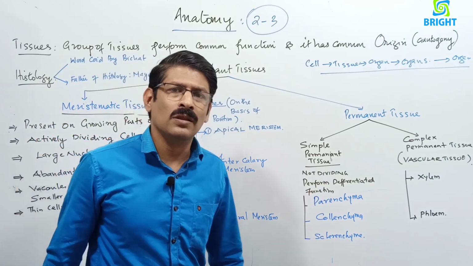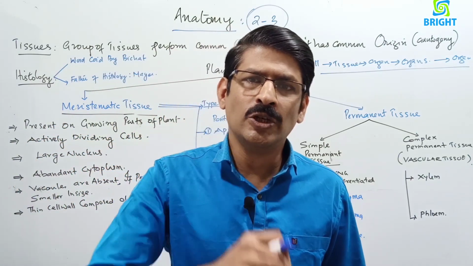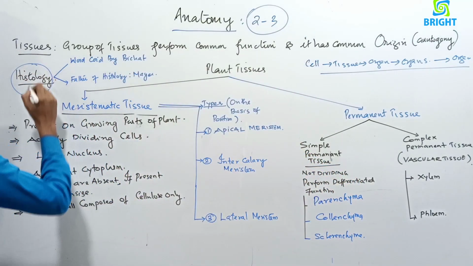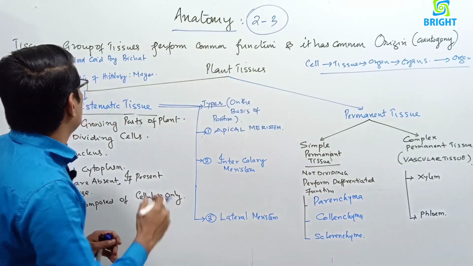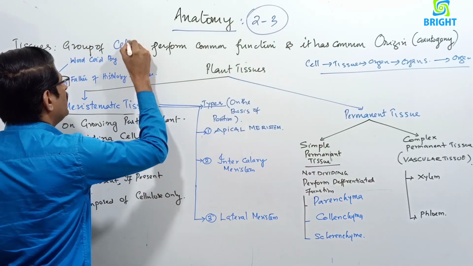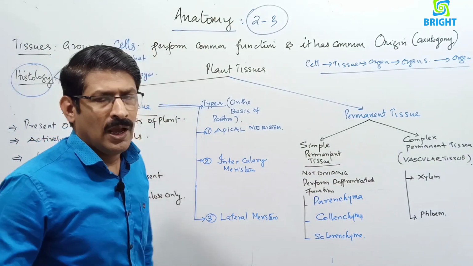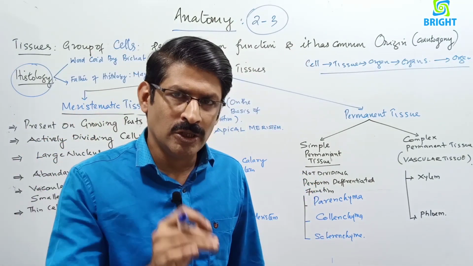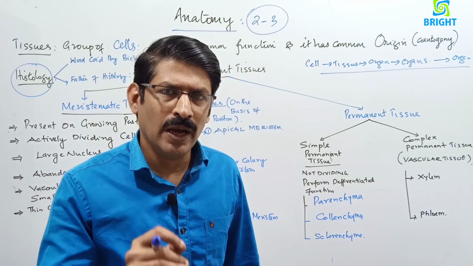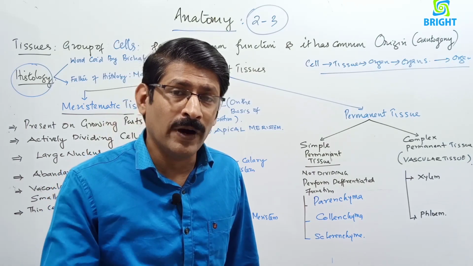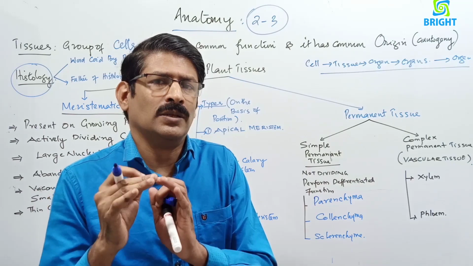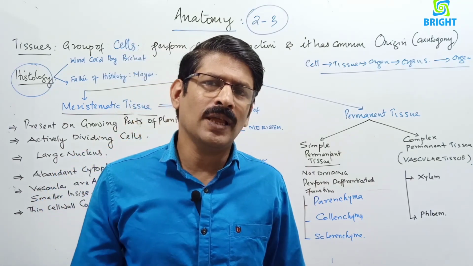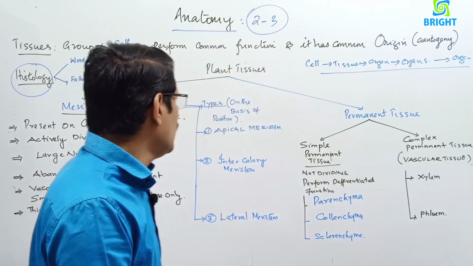The branch of science that deals with the study of tissues is called histology. And what are tissues? Tissue is a group of cells which perform a common function, and it has a common structure or common ontogeny, a similar origin.